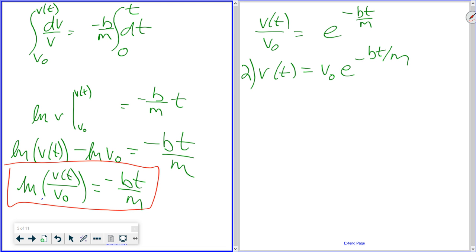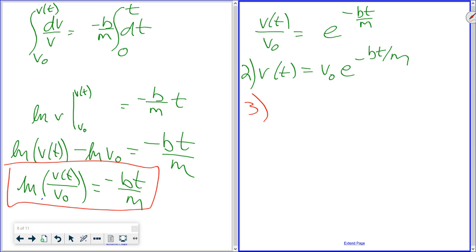Solve that for t. The question wants to know, how much time does it take to get to vf? So this is your vf, solve for t. So t equals, well, how do I get rid of the negative b over m? Multiply by negative m over b. So negative m over b times the natural log of vf over v naught. There you go. That's number 3.